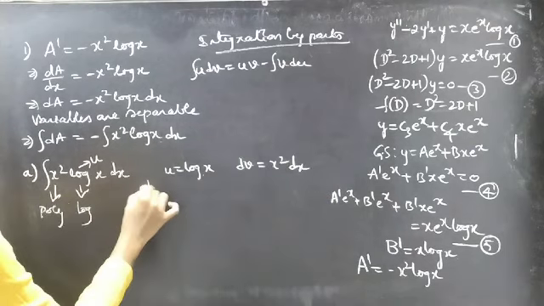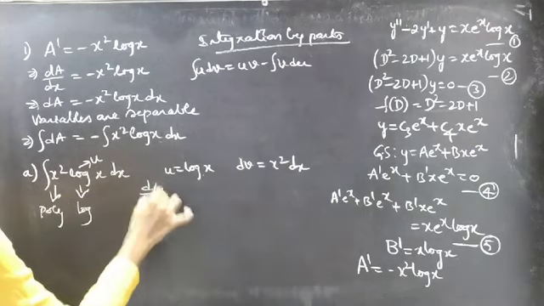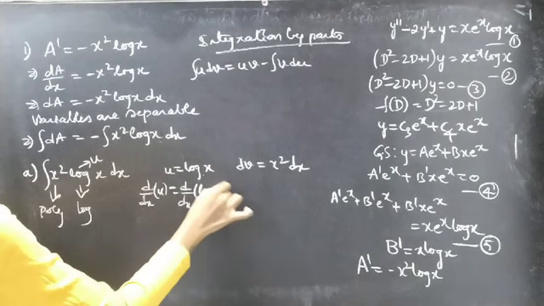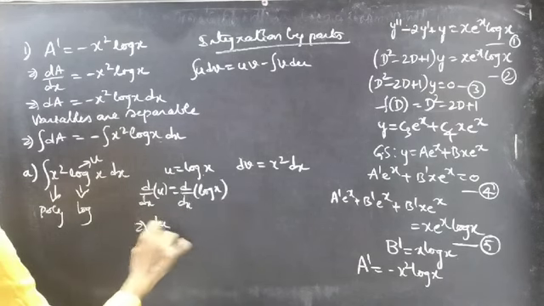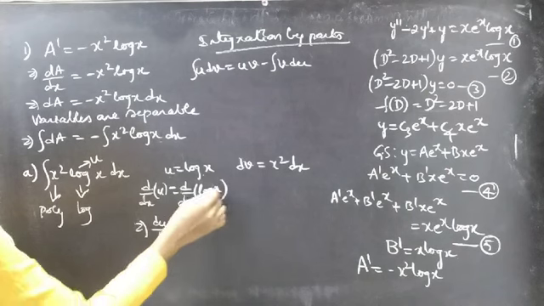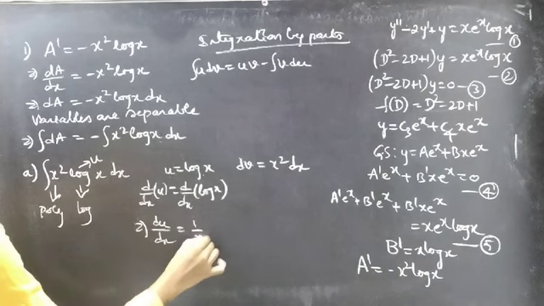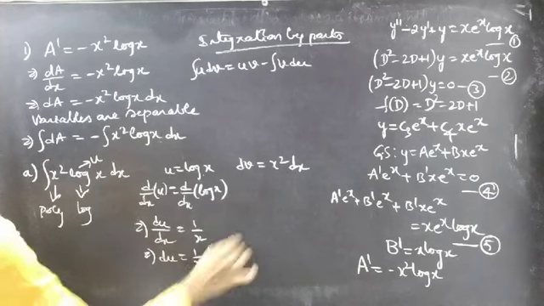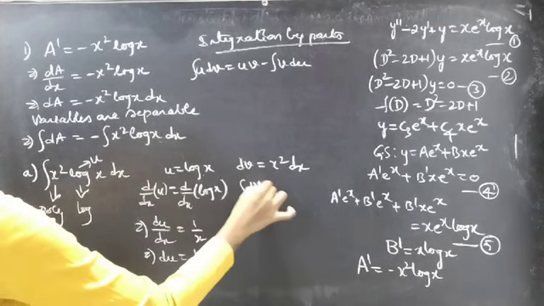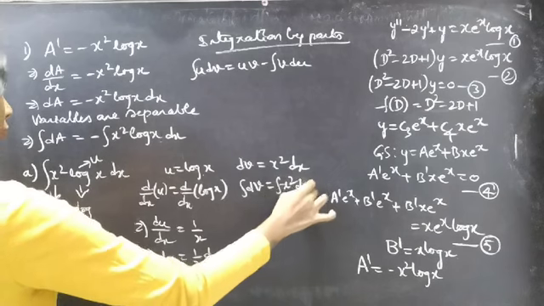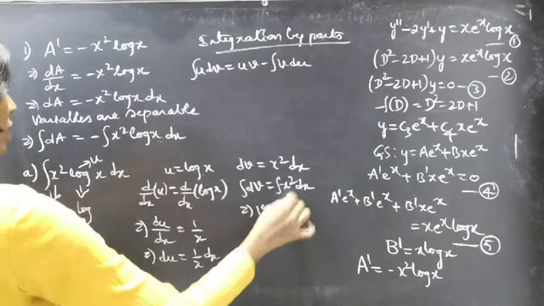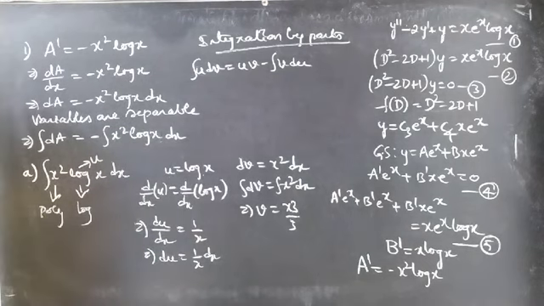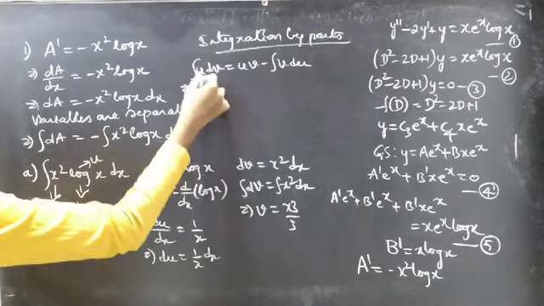Now differentiate on both sides with respect to x. The derivative of u with respect to x, the derivative of log x with respect to x, is 1 by x. From this we'll get du equal to 1 by x dx. Here integrate on both sides. We'll get v equal to integral x square dx, which is x cubed by 3, right? Now substitute in this formula.